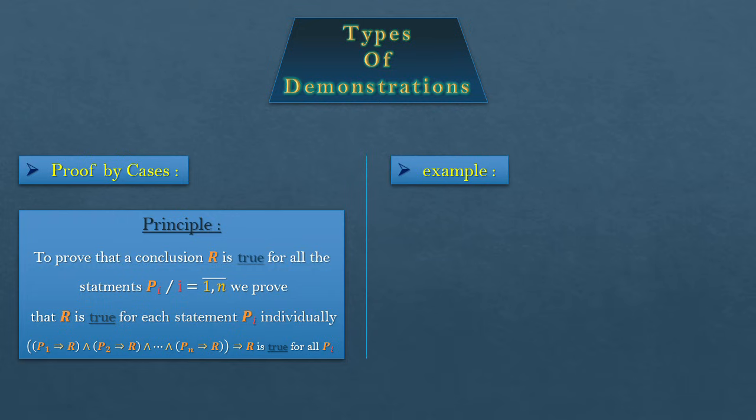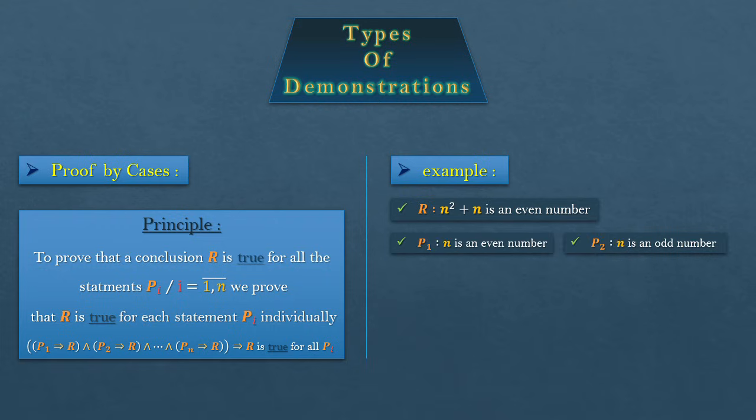And as an example for the application of this kind of proof, if we want to prove the proposition R, which says that the square of the number n plus n is an even number, we consider the two cases in which we would have the proposition P1, which says that the number n is even, and the proposition P2, according to which the number n would be an odd number.